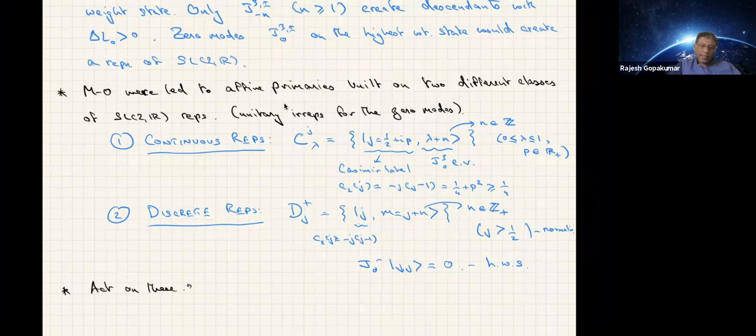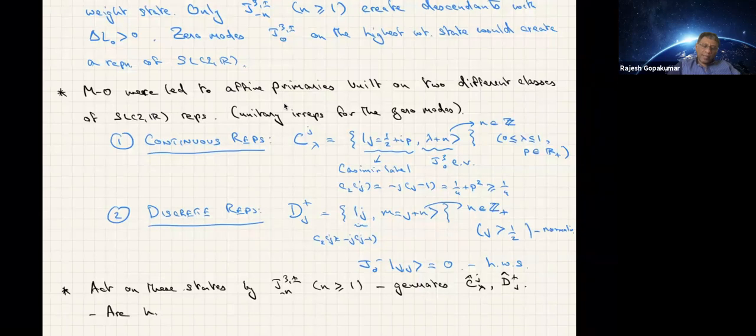So we can act on these states. Remember, these are the highest weight states of the affine representation. So we can act on these states by J3 plus minus, with minus n rather, and n greater than or equal to one. And this generates the corresponding affine representations, which I will denote by a hat. So these were purely SL2 representations, but when I want to denote the affine representations, I will denote them with a hat. And these are highest weight representations of the affine algebra.